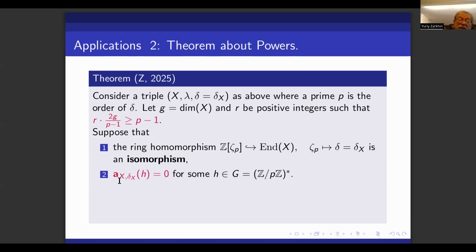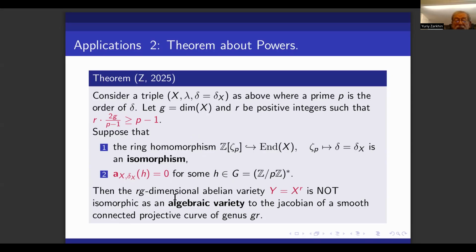And suppose that the sum of the primitive p-th roots of unity is not an eigenvalue of our automorphism δ acting on the differentials of the first kind. So a(X, δ_X, h) is 0 for some h. Then the r-dimensional abelian variety Y, which is the r-th power of X, is not isomorphic as an algebraic variety to the Jacobian of a smooth connected projective curve of genus g r.